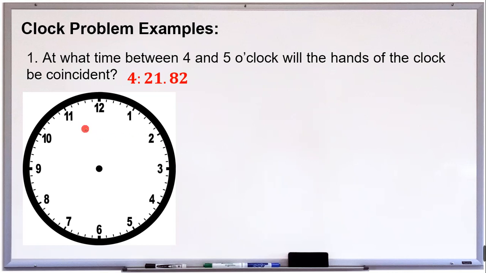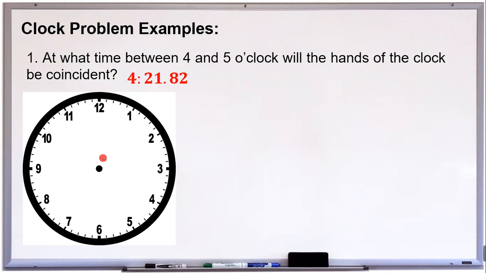Okay, so let's have our first problem. The problem states: at what time between 4 and 5 o'clock will the hands of the clock be coincident? So the answer is 4 o'clock and 21.82 minutes. So first things first, for a clock problem, let's try the long method in which we are going to illustrate the problem. So from the problem, it is stated that between 4 and 5 o'clock.